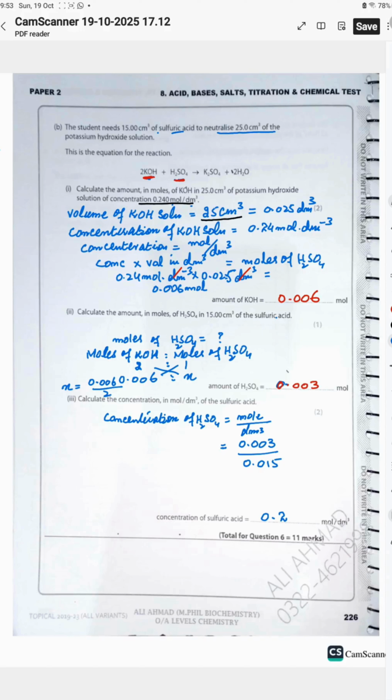Students, in this way you can calculate the different parameters of the neutralization reaction in which the acid and base neutralization reaction takes place, and the concentration of either the acid or the base you can calculate.